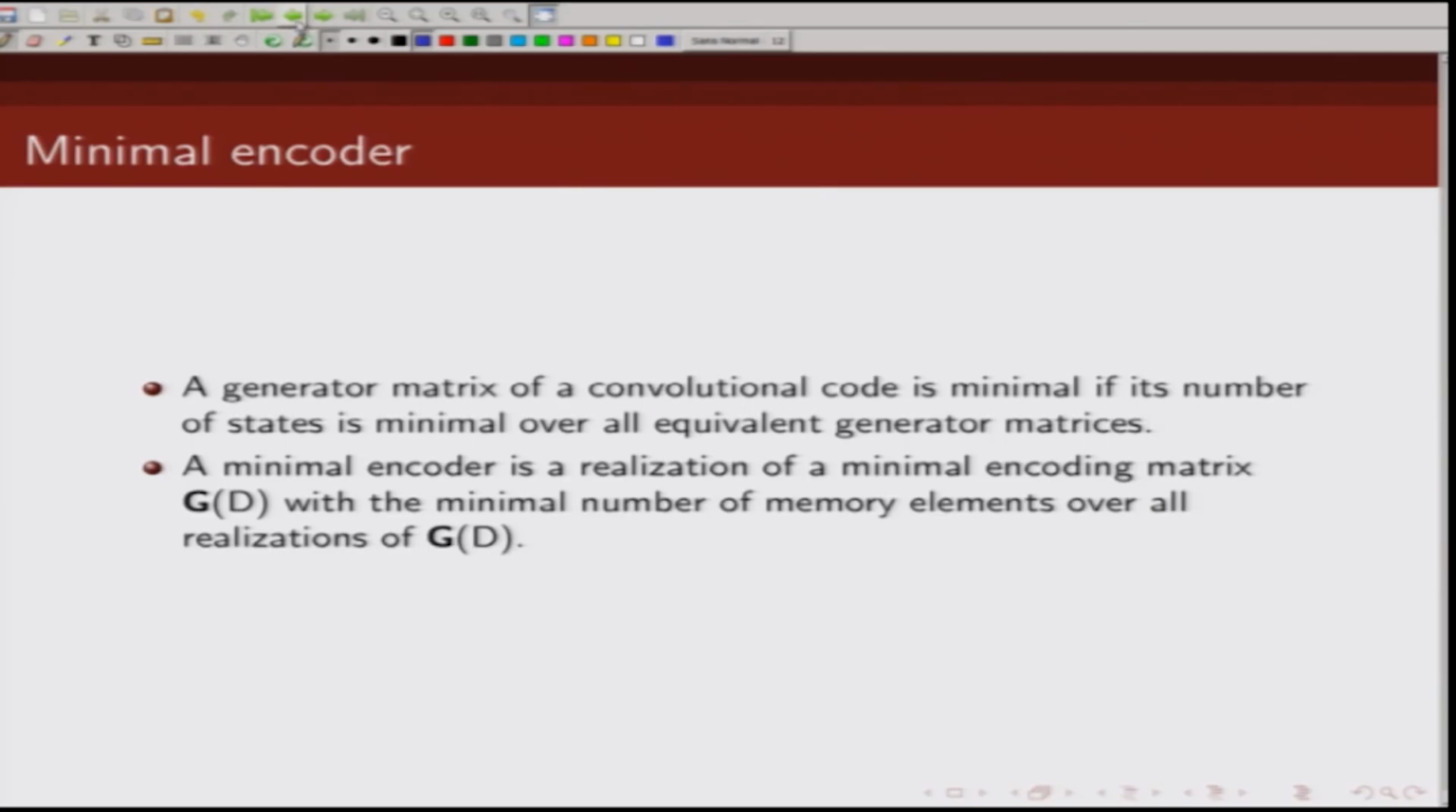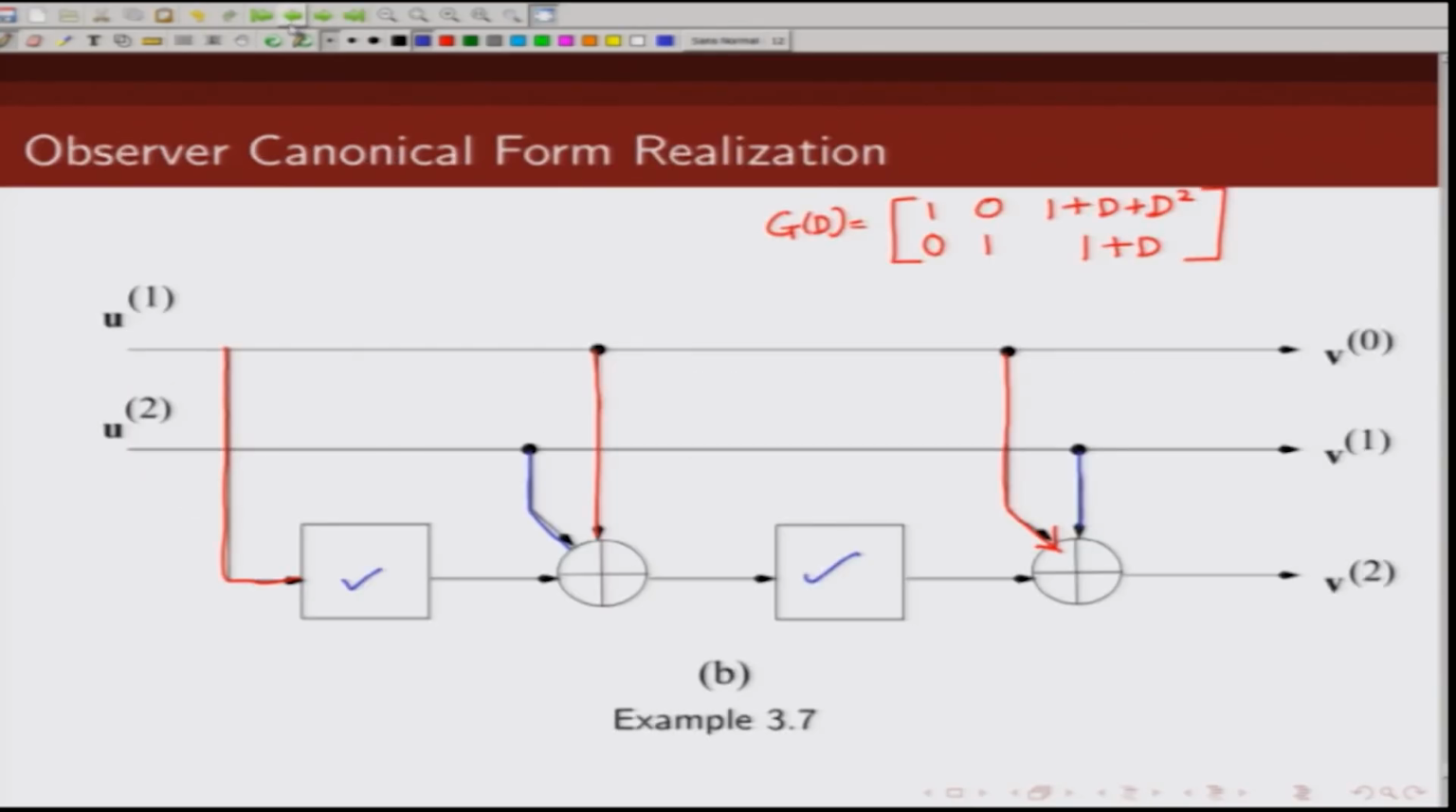And for the example that we have considered, you can see from the generator matrix the maximum degree of D is 2. So we at least need 2 memory elements to represent it, and you can see the observer canonical form realization in this particular example will result in a minimal encoder for this convolutional encoder. So this realization will result in a minimal encoder realization for this convolutional encoder.